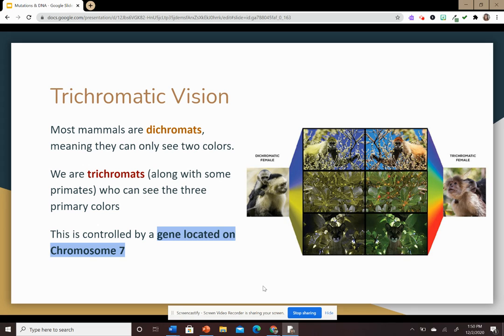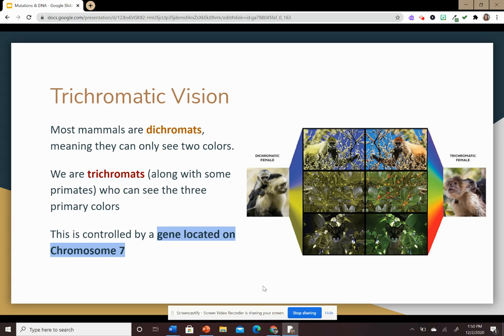So there's different levels of vision, right? If you're monochromatic, it's going to be black and white. We are trichromatics, and we can see the three primary colors, right? Red, yellow, and blue. And all the mixture of those three makes all the colors of the rainbow. So we can see all of those colors.